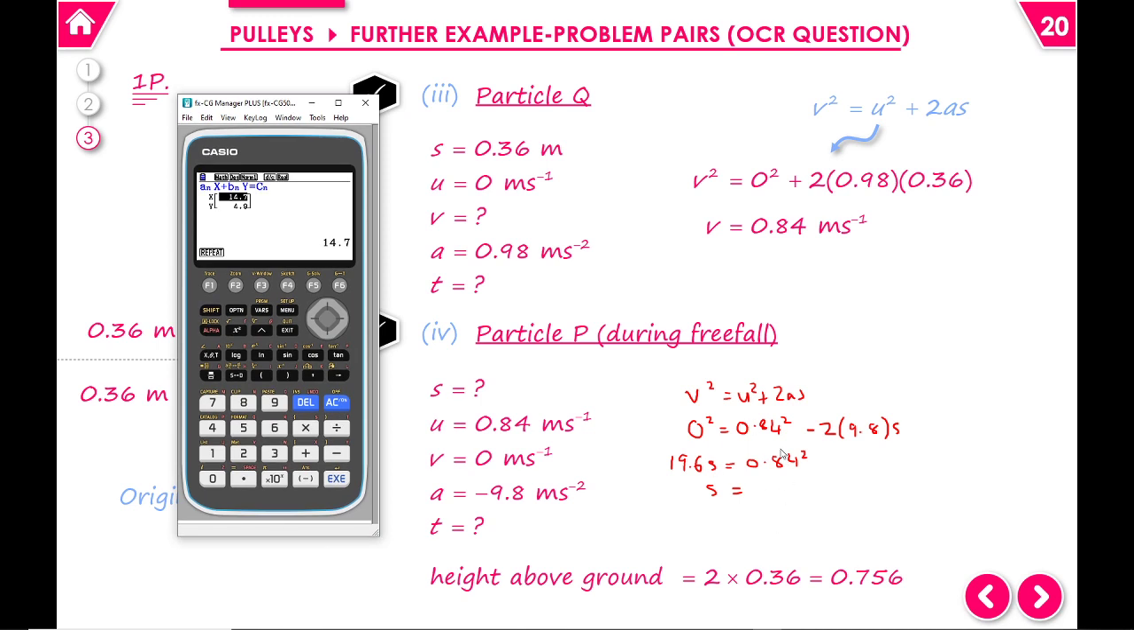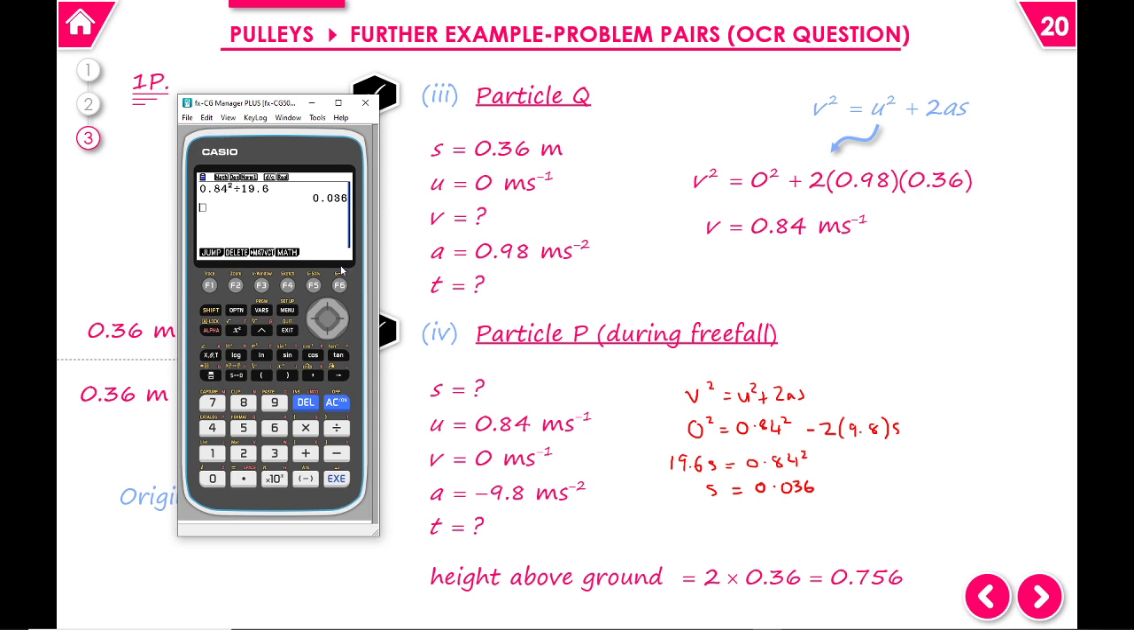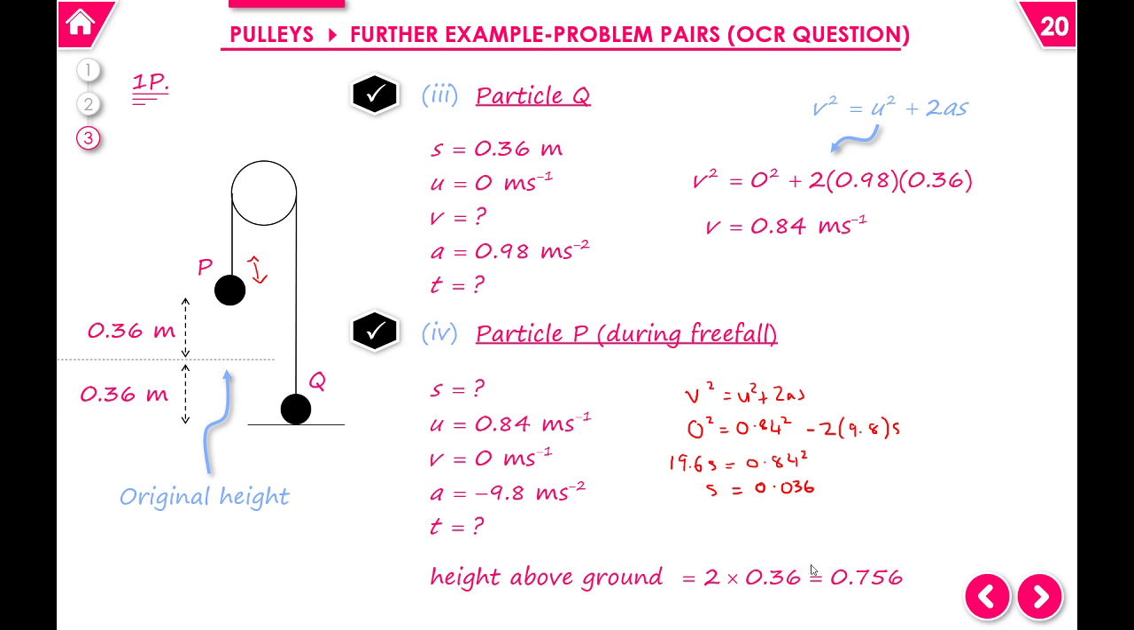Bear in mind this might not quite be right, because if this wasn't exactly 0.84, I'm going to get a rounding error. So I'm going to get 0.84 squared divided by 19.6, and that gives me 0.036. So it travels up an extra 0.036. I think what I've done is in here, this part of the calculation is wrong. I'll correct it on the PowerPoint and upload it again later.